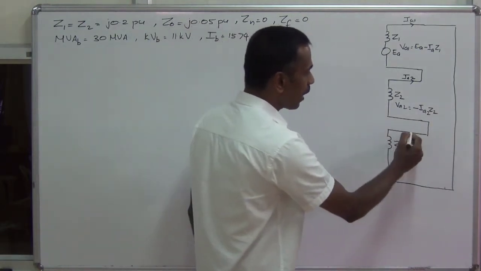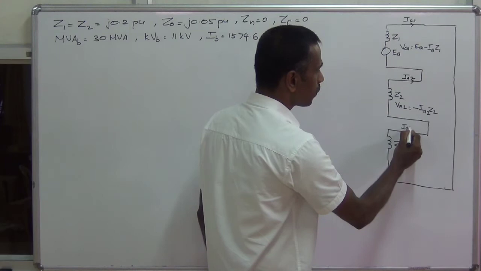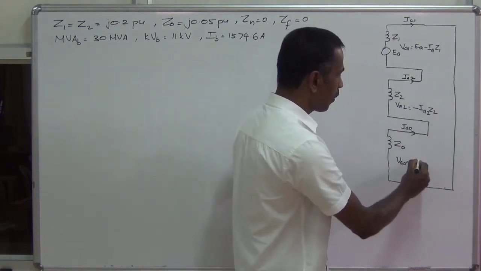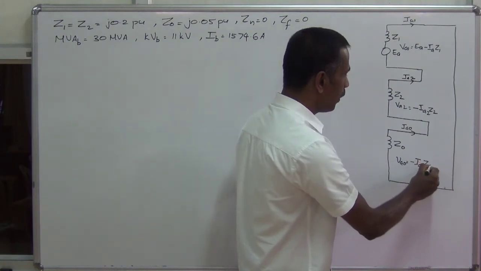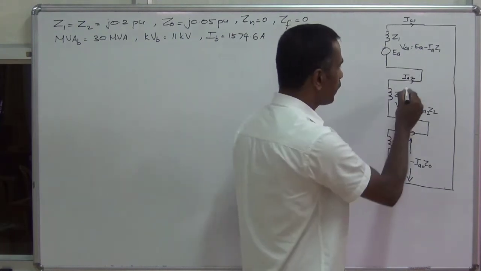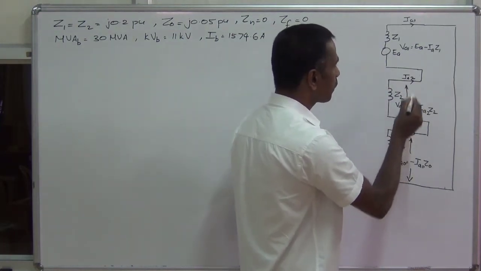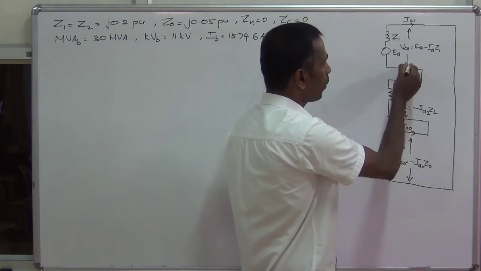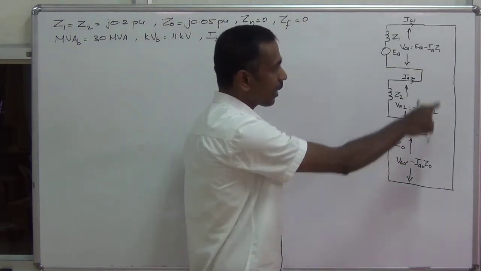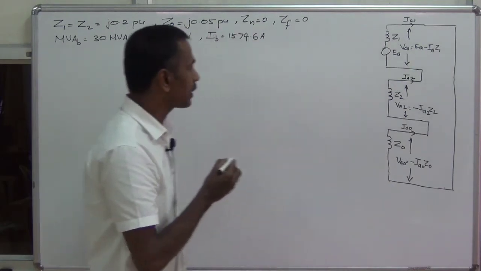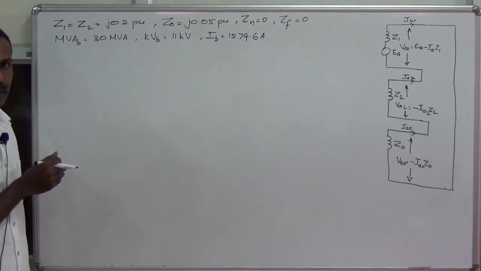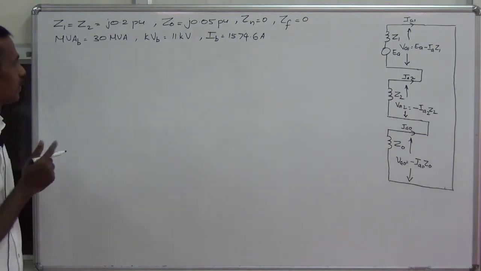And these 3 currents are equal. This is IA0. VA0 equals minus IA0 into Z0. This is our zero sequence voltage. This is the negative sequence voltage. This is the positive sequence voltage. Now the 3 sequence currents are equal. Let us find out the sequence currents next. We have drawn the sequence network. Next step is to find out the sequence current.